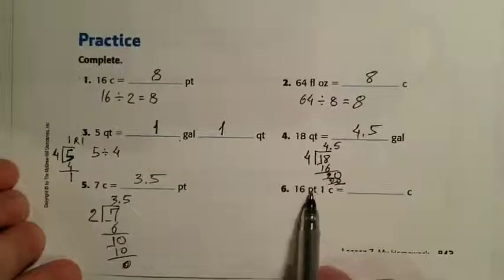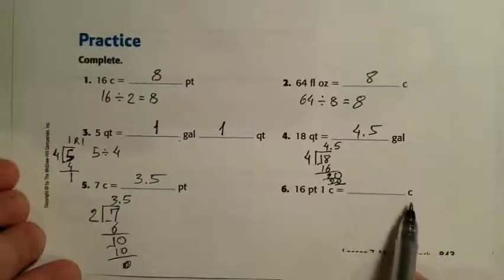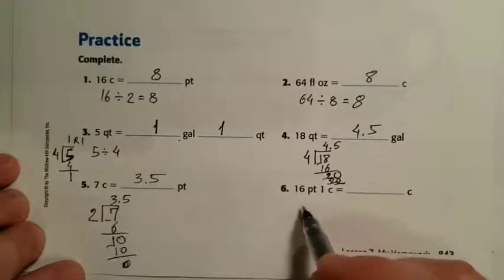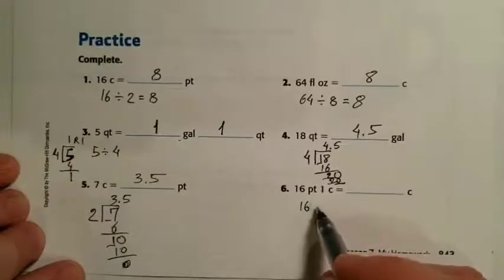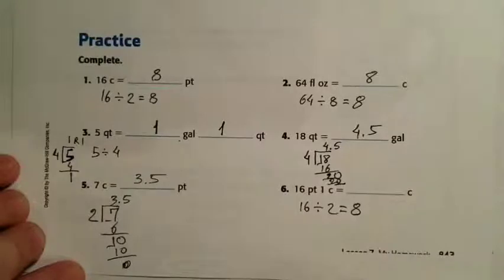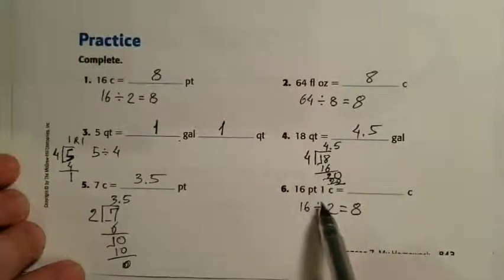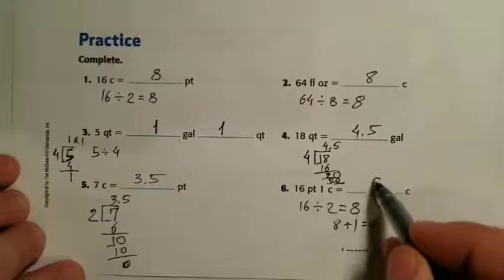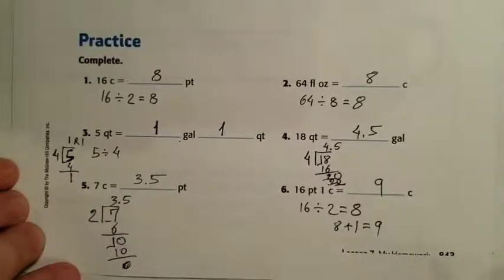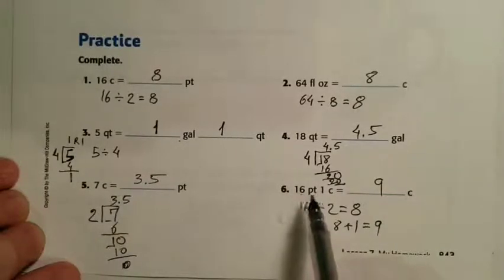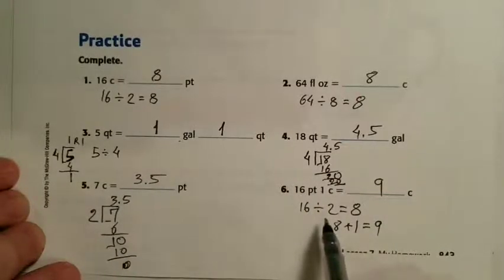Each pint is a larger unit compared to cups, and there are 2 cups in each pint, so that means we have to divide, right? So first we do 16 divided by 2. I'm just going to do it like this because I know it divides really nicely. And then 1 more, so 8 plus 1, 9, and that's our answer. See that? First I converted the pints to cups, which is dividing it by 2.